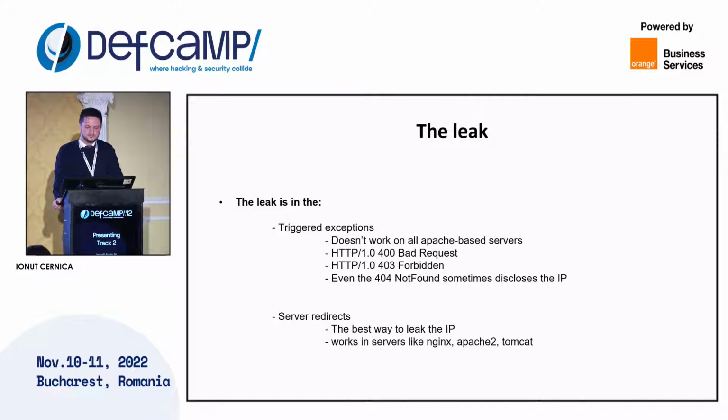So it can be triggered by making an exception on the web server. I don't know, bad request or forbidden or not found. This one is not an exception, but you can trigger it by creating a forbidden response or not found even. But the best way to leak the IP is through the server redirects, which you can trigger very easily in most of the web servers.